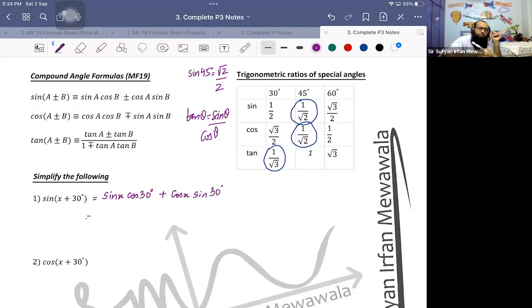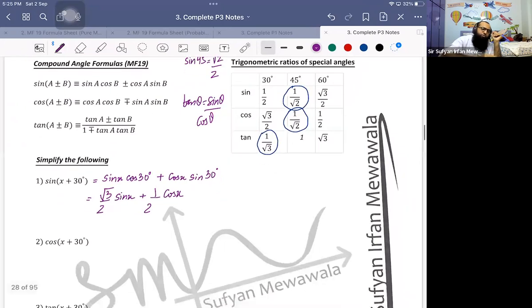Simplifying it further, cos 30, we know from the table as well, is root 3 over 2. So root 3 over 2 sine x plus sine 30 is half, so it's half cos x. So this was the expansion of sine x plus 30.